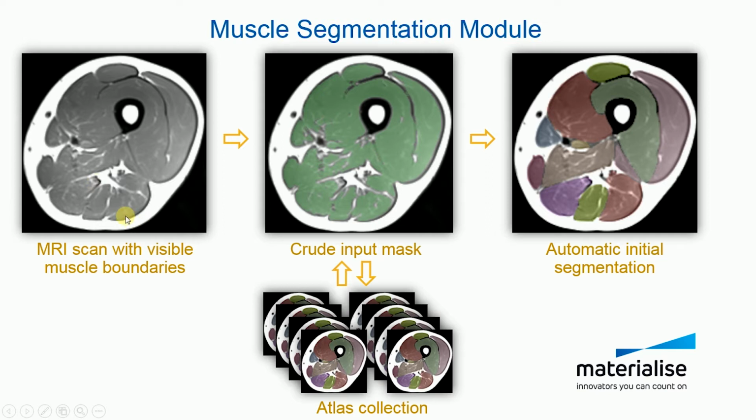Now, two inputs are needed to run muscle segmentation: a number of previously created atlases, with each atlas being stored as a separate Mimics project, and one or more input masks that you need to create for the current scan that you want to segment. Then the algorithm will first register the atlases to the current scan. Then it will determine the best matching atlases for that particular scan. And finally, it creates the individual muscle masks by using a voting mechanism on the basis of the best matching atlases. I will go into a little more detail as we go on later.